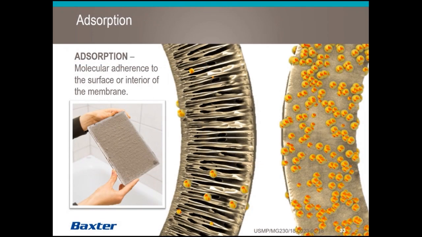The next transport mechanism we will discuss is adsorption. Adsorption is molecular adherence to the surface or interior of the membrane. In the diagram on the right, very little solute is actually passed through the membrane. It's adhering to the membrane. Think of an air filter, like the one in your furnace. As the air passes through it, impurities cling to the filter itself.